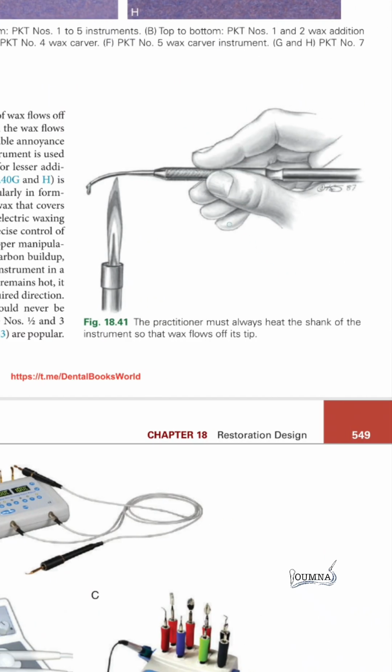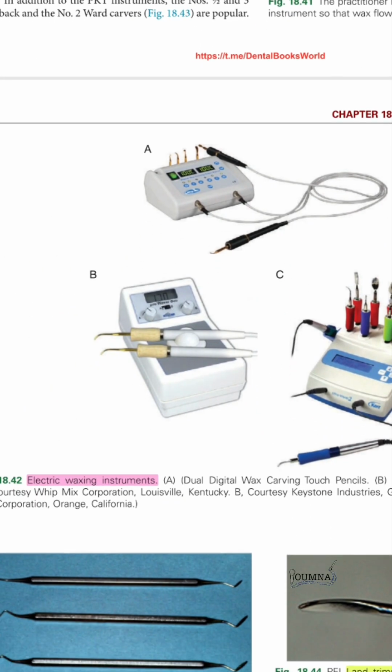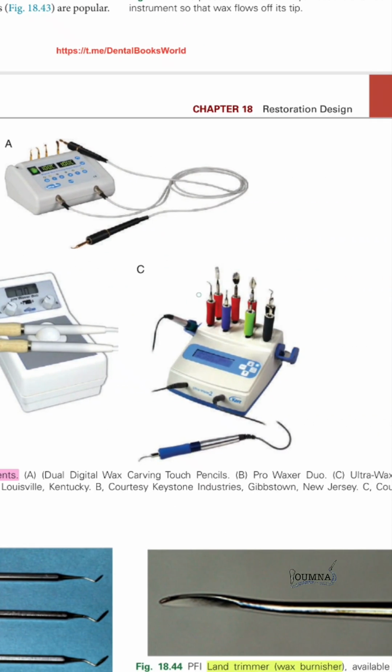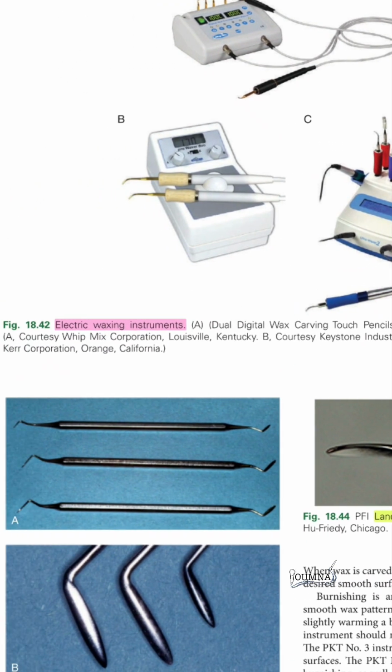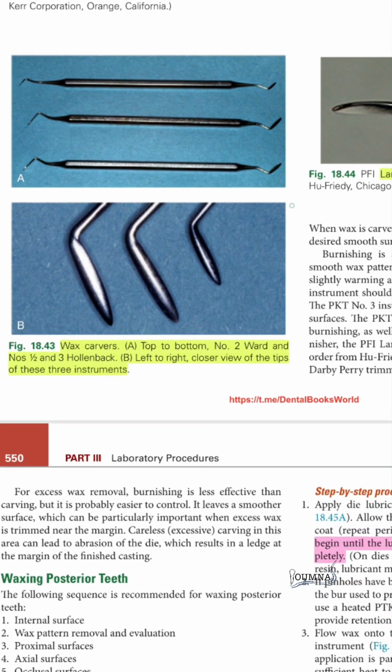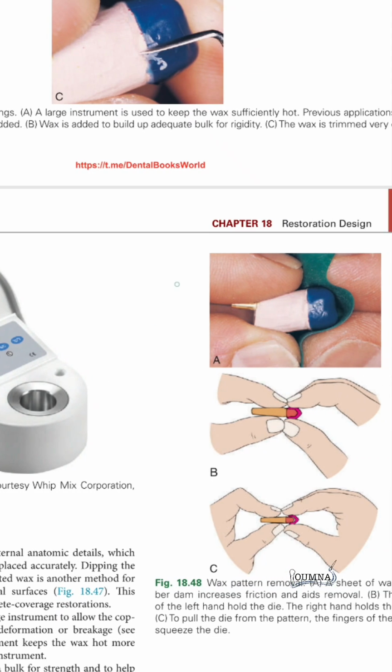We usually use heat, but there is an electric waxing instrument that aids in this process, where the melting is done by an electric current, and there is a wax dipping pot where we can adjust the temperature and put the wax in.